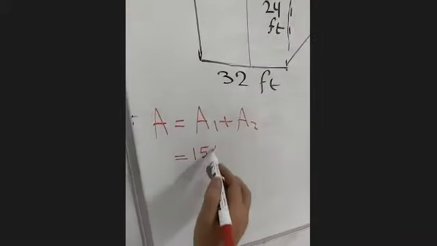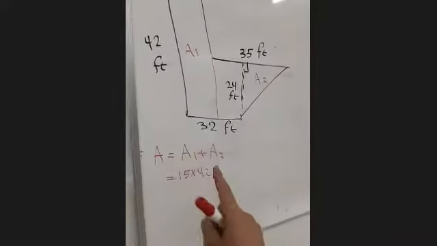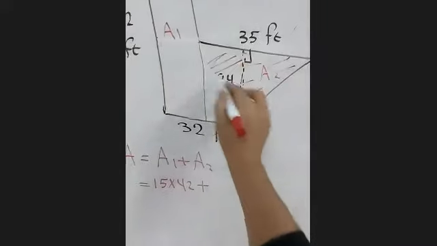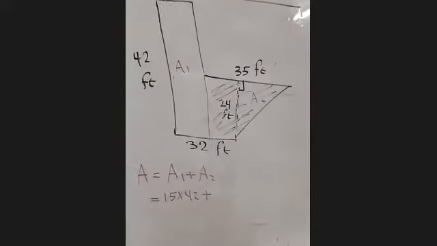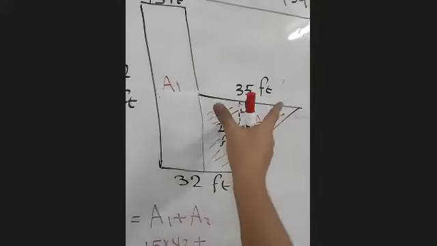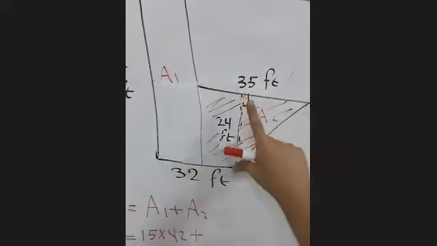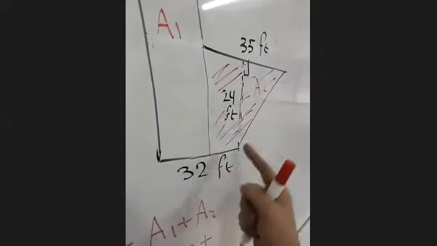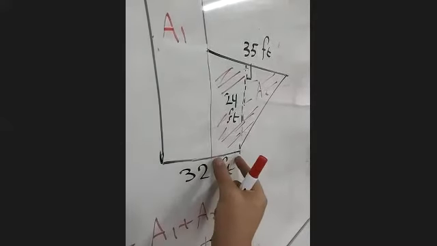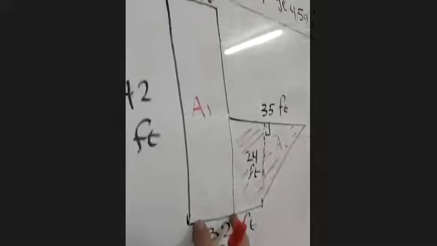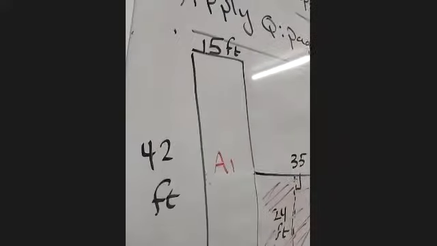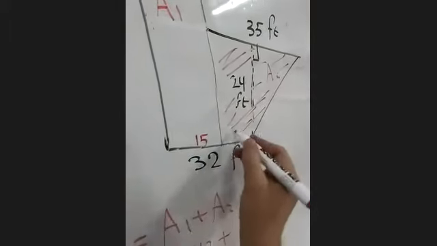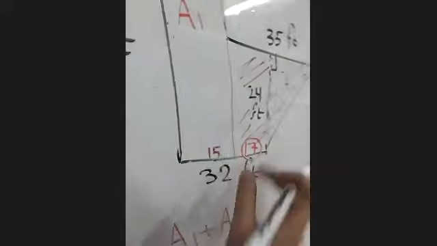15 multiply 42 plus area 2. Area 2 is a trapezoid, so I can use our formula. But in the trapezoid, I need base 1, base 2, and the height. Base 2 is given, the height is given, but base 1 is not given. What is given is the whole part, which is 32. But I want this part only. This part down here is 15. If you cut 15 from the 32, the answer is 17 for this part.